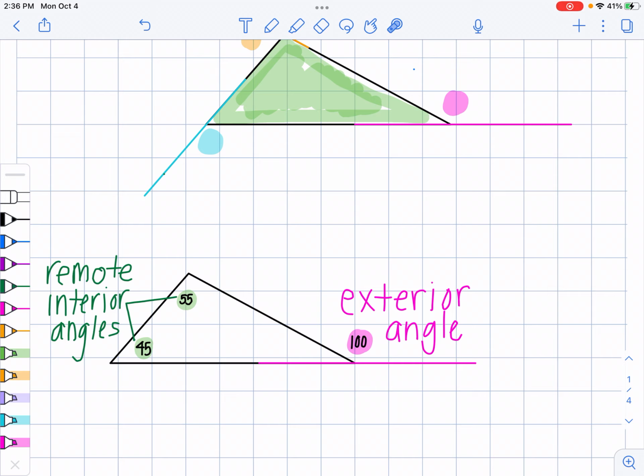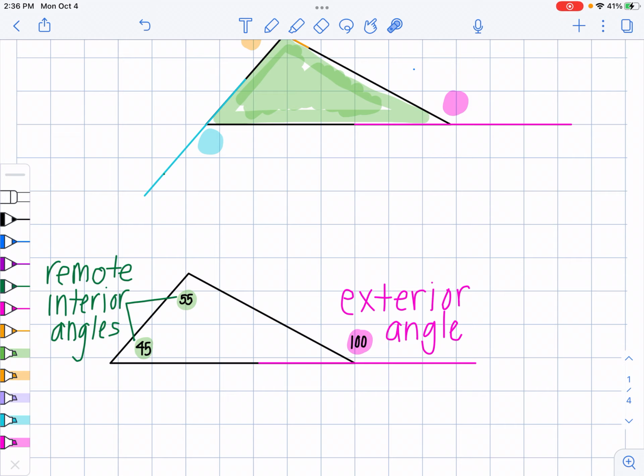Then I have these 2 angles that are not connected. I have this angle right here, which would be my angle that's adjacent, which means next to my exterior angle. And then I have these angles over here that are green that I labeled 55 degrees and 45 degrees. These 2 angles right here that are not connected to my exterior angle are what we call remote interior angles.